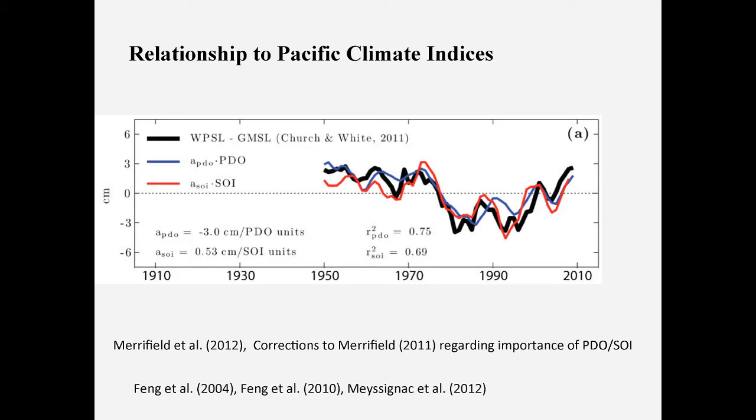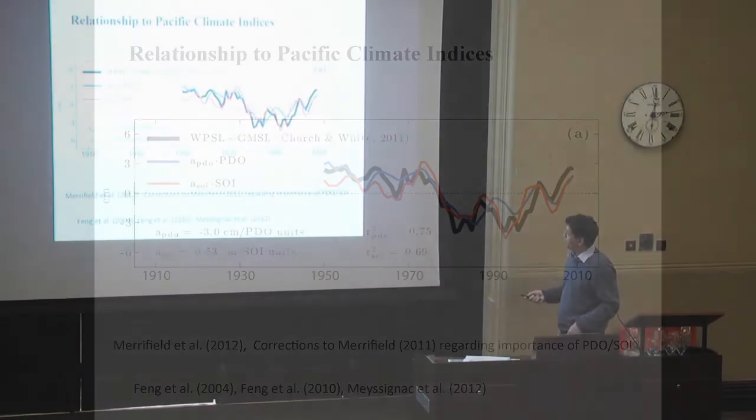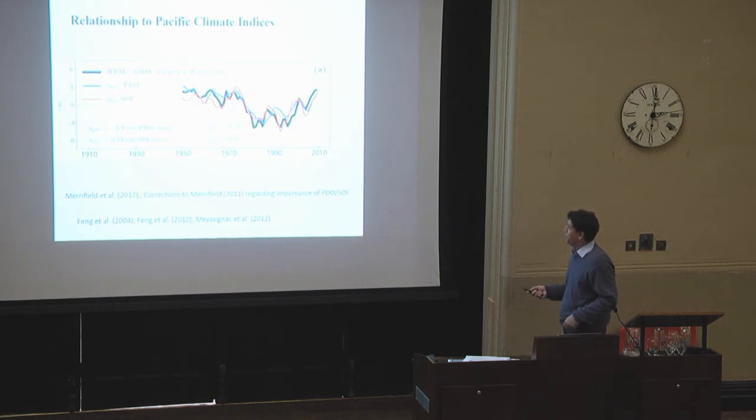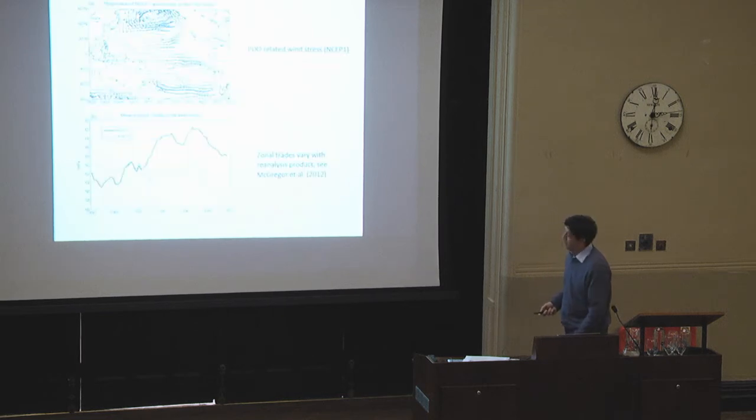Correlation squared of 0.75 for PDO, 0.7 or so for SOI, in accounting for this change, because both of them are a measure of the strength of the trade winds during this time period. That's all outlined in a paper we just finished with Phil. It corrects some misconceptions that were in an earlier paper where I came out strongly against that relationship, but that's since been corrected. And it puts us in harmony with some earlier work by Ming Feng and the group at CNES.